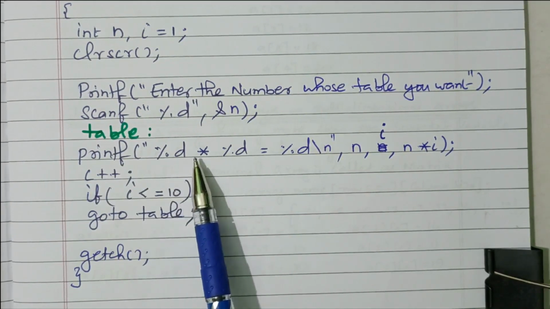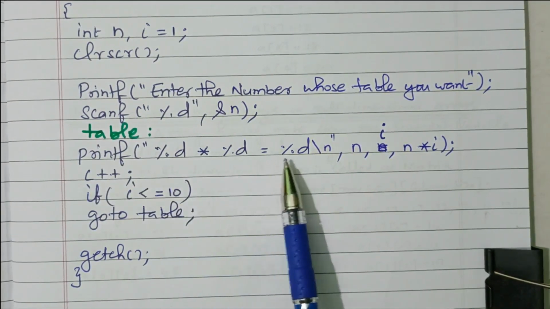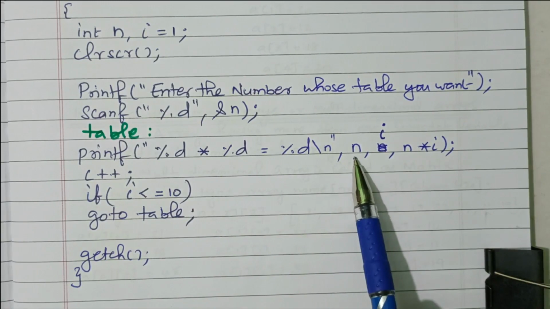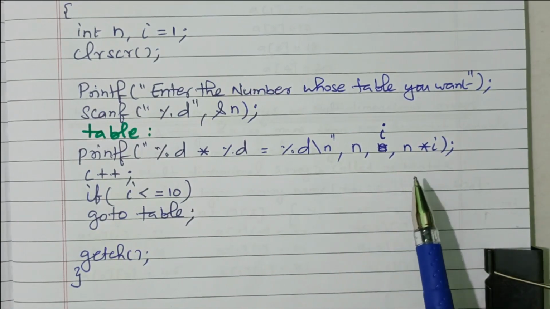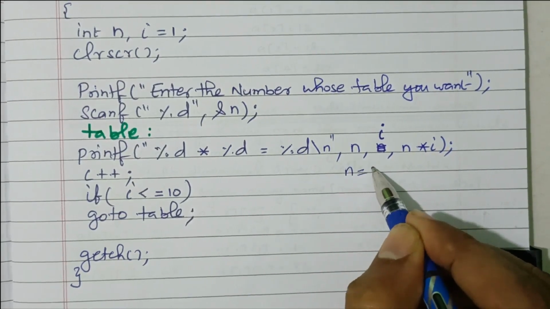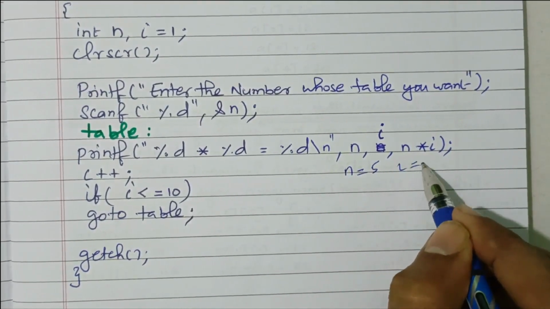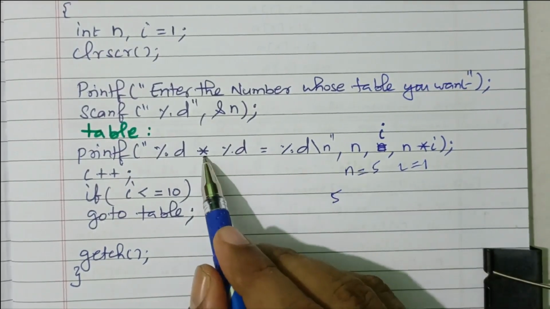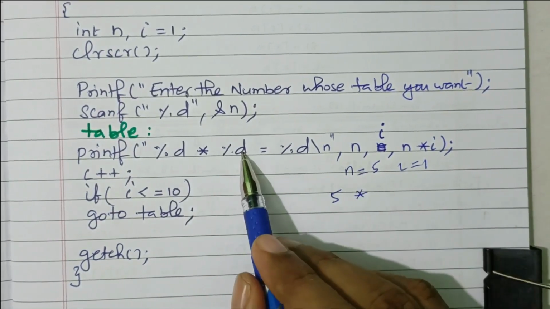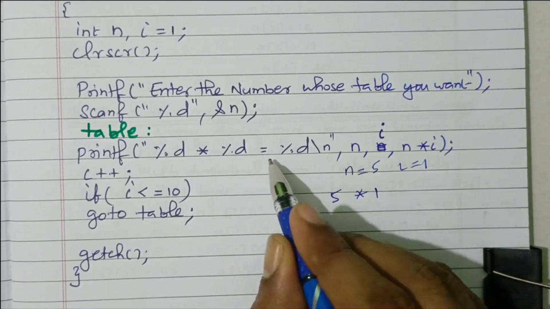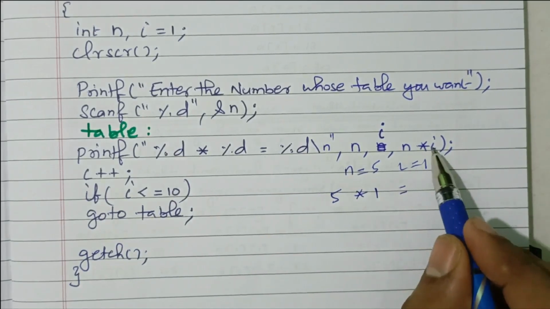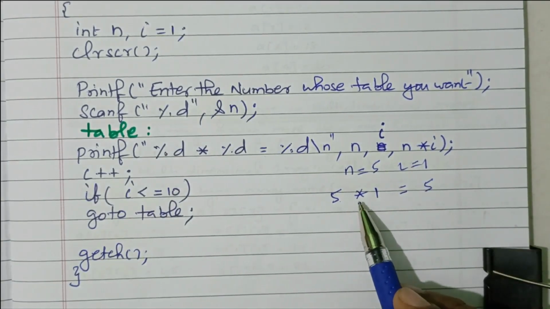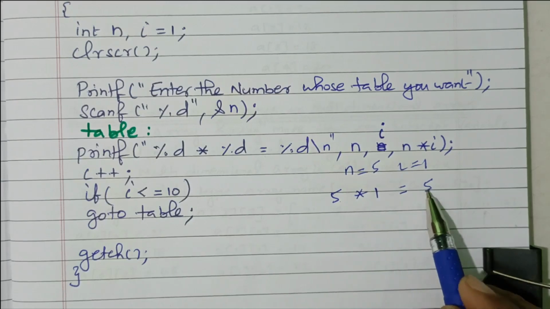printf %d into %d equal to %d, n, i, n into i, and backslash n goes to the next line. What is available here? n into i. For example, let us take n equal to 5. Already i equal to 1. So what will it print? n, n is nothing but 5. Then the multiplication symbol. Then for this %d, i is printed. i is 1. Then the equal symbol. Here n into i, so 5 into 1, 5. So n multiplication i equal to n into i.